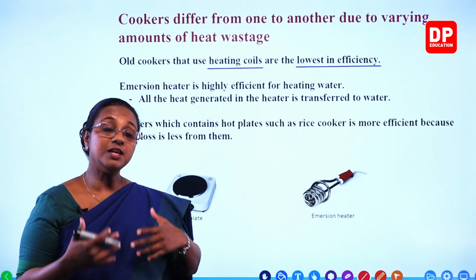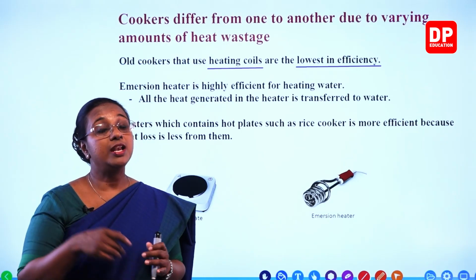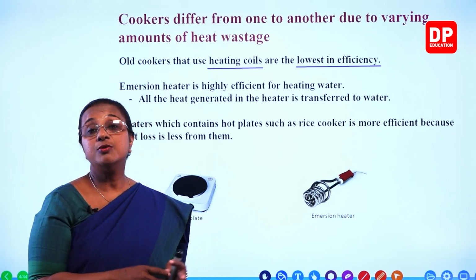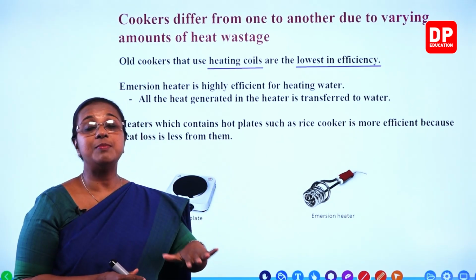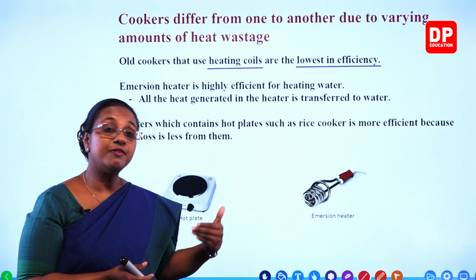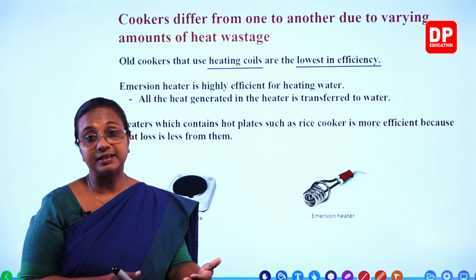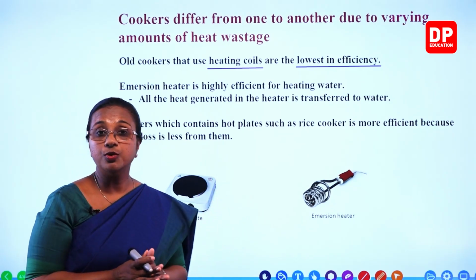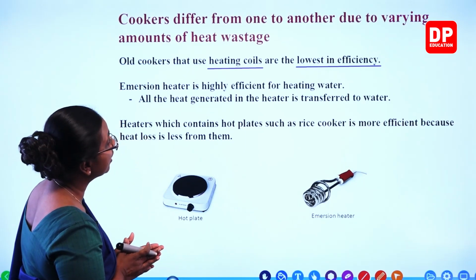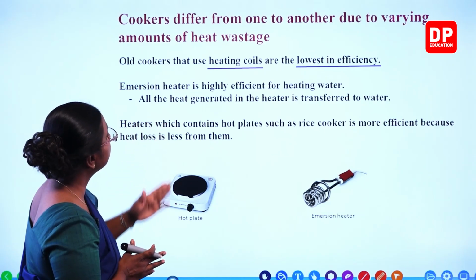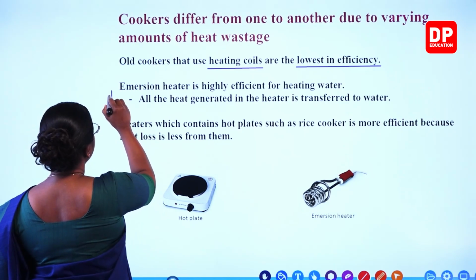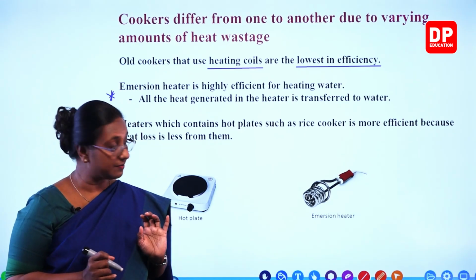Say for example, if you want to boil water, you can use an electric kettle, you can use an immersion heater, or you can use an electric cooker. On that you can place a normal kettle or a vessel and you can boil water. So, there are different methods of doing the same activity. We will see which is more efficient. Now, an immersion heater is highly efficient for heating water. All the heat generated in the heater is transferred to the water. This is something that we have already discussed. You are familiar with the concept.